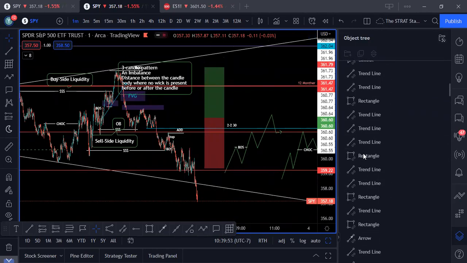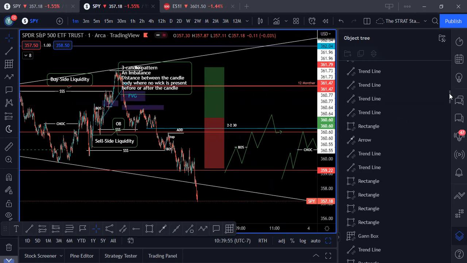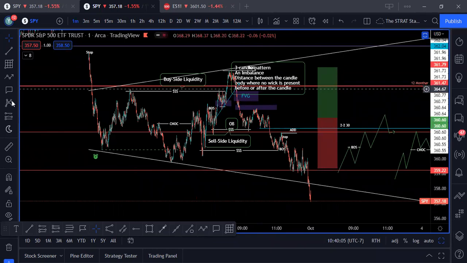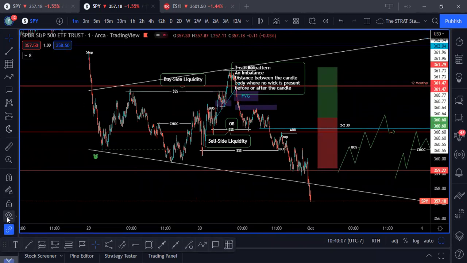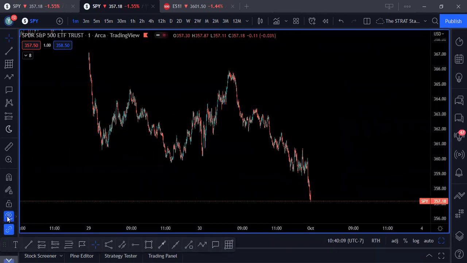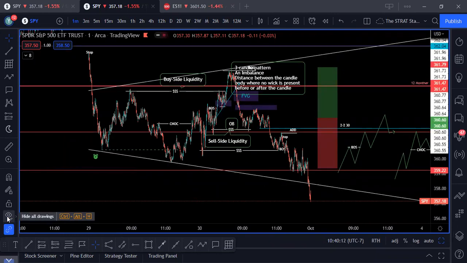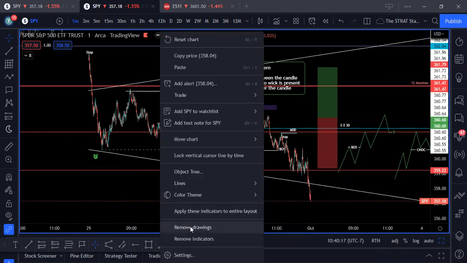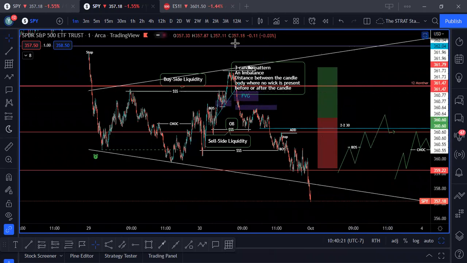So the object tree shows you all the drawings. Mine is huge because it's drawings from since I started trading pretty much. There's drawings from a year or two ago, almost just stuck there. And then you can always hide all your drawings with this button, and I can just give you a blank chart. If you right click, you can remove all your drawings forever, but don't do that, obviously.